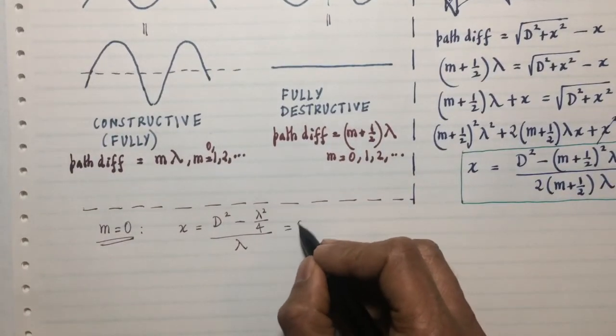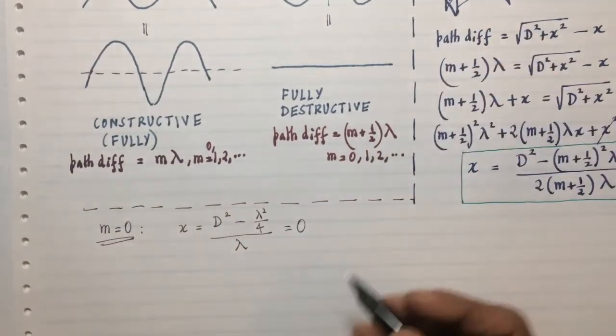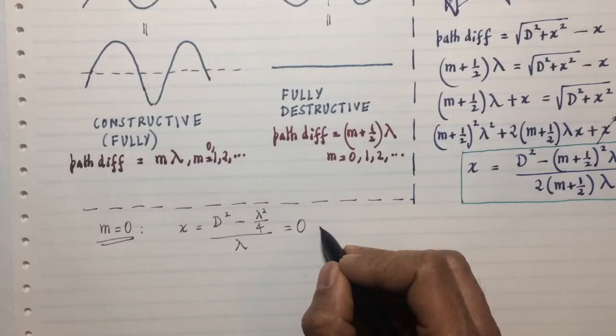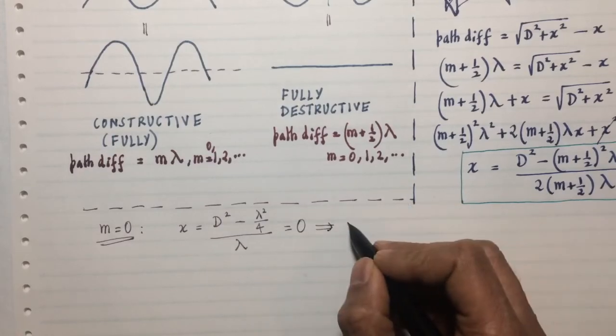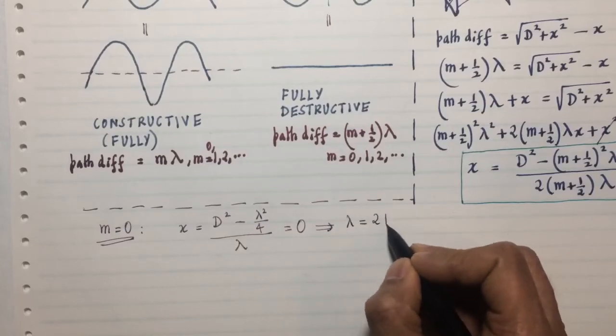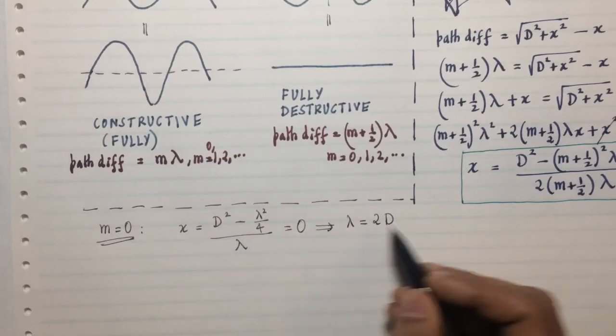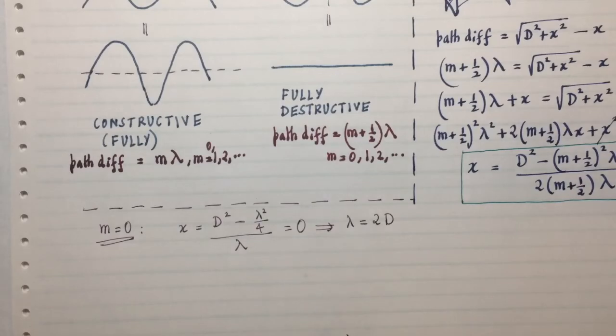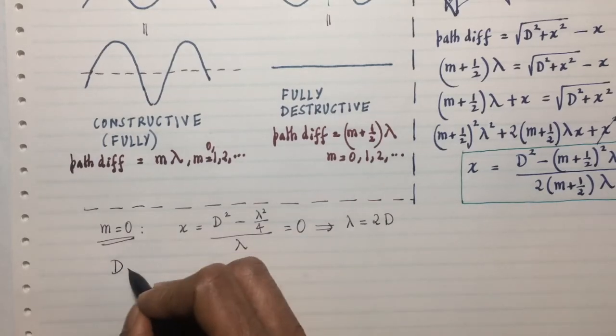So let's put x equals 0. Well, nobody's going to sit that close, but anyway, let's see what that gives us. It gives us that lambda must be equal to 2d, because I get lambda squared equals 4d squared, which means lambda equals 2d. That's a pretty interesting result. So let's see what that really means. Okay. Now d for a typical loudspeaker is about 2 meters.